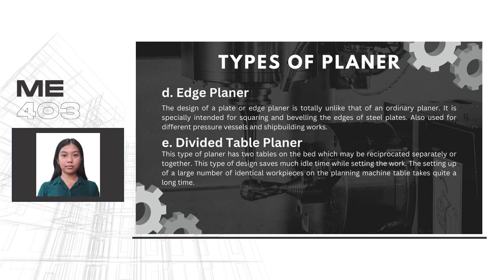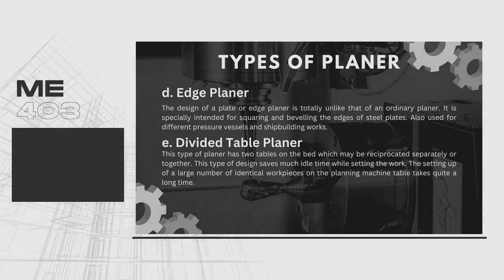An edge planer is very different from an ordinary planer, as its primary function is for squaring and beveling the edges of steel plates, as well as different pressure vessels and shipbuilding works. Lastly, the divided table planer has two tables. These may be reciprocated separately or joined. This is a time saver in terms of setting up the work.